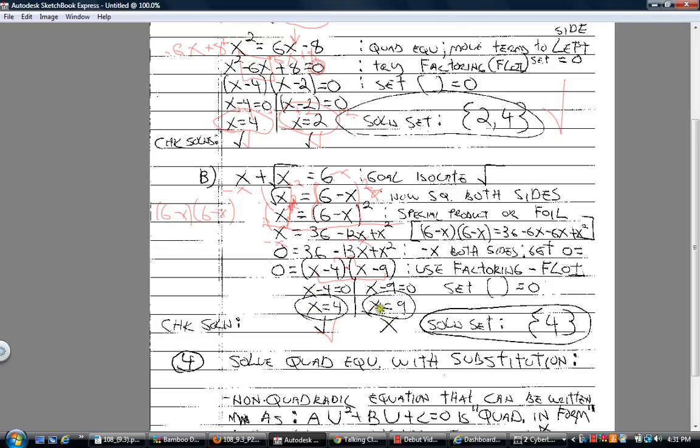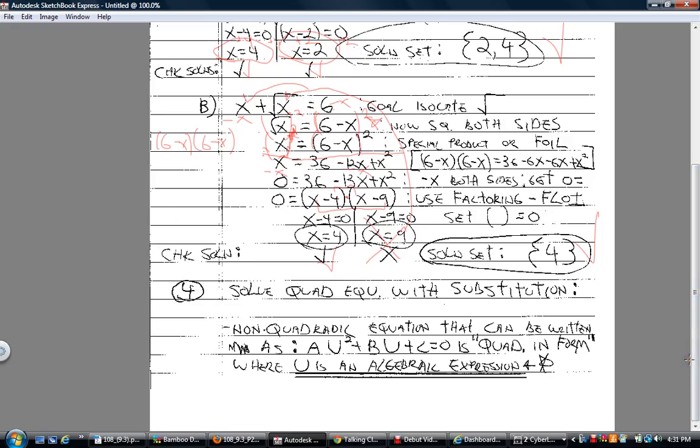This one checks out, and look at this. When you put 9 back in, it will not work out. Therefore, it's not a solution. The only one you've got is 4. You've got to do that check. I know that's a pain. That's because erroneous solutions can appear whenever you are squaring both sides of the equation. Okay, so look, we've done pretty good here now.